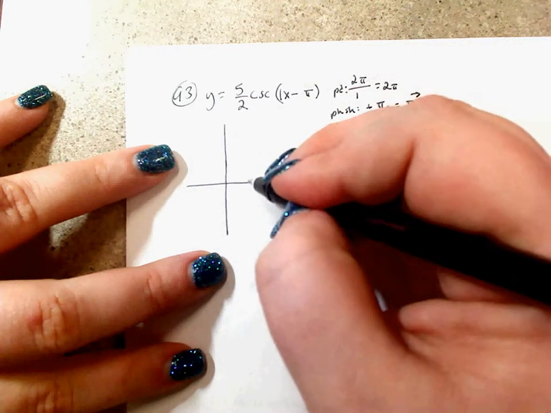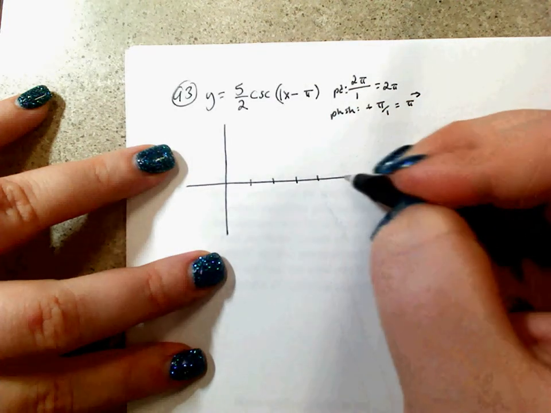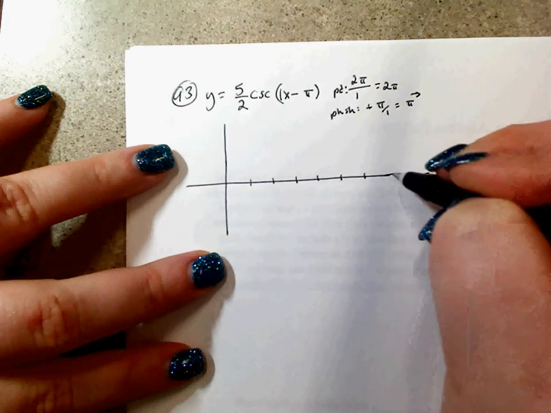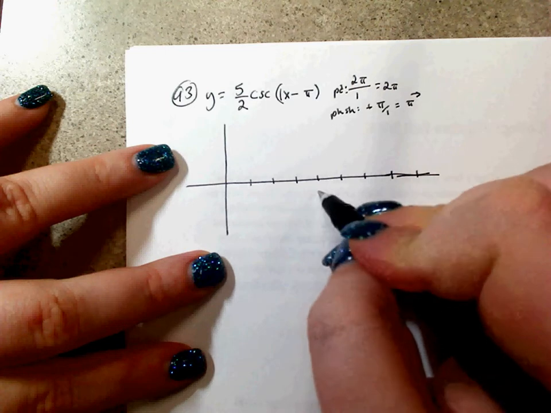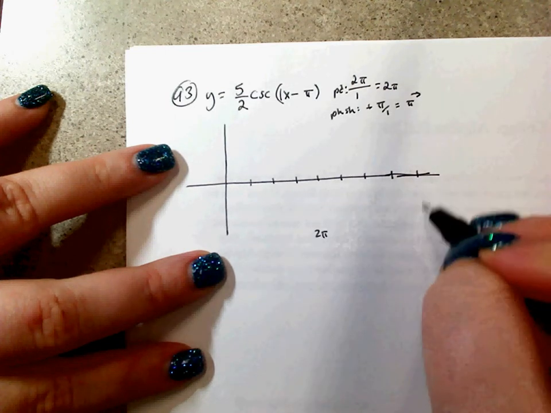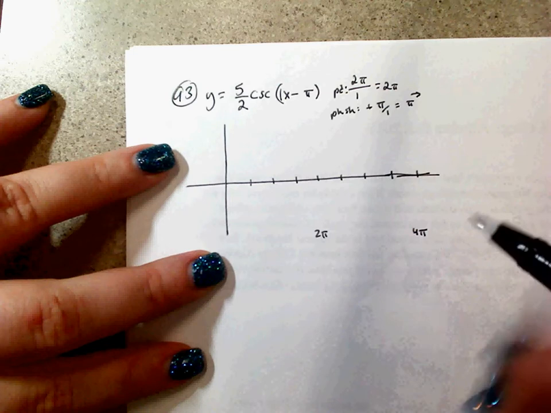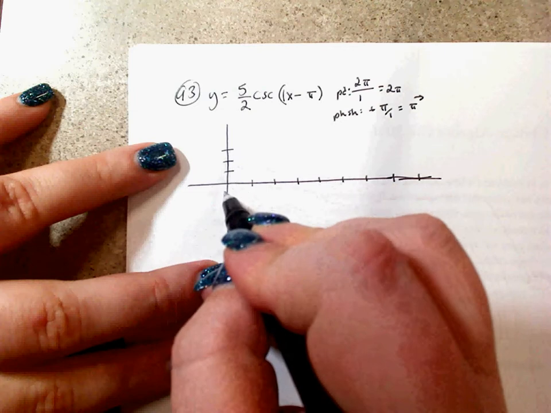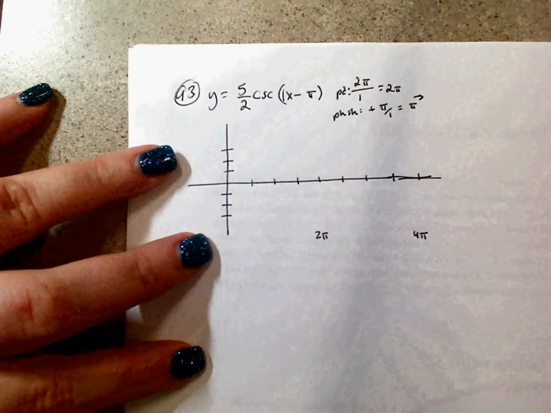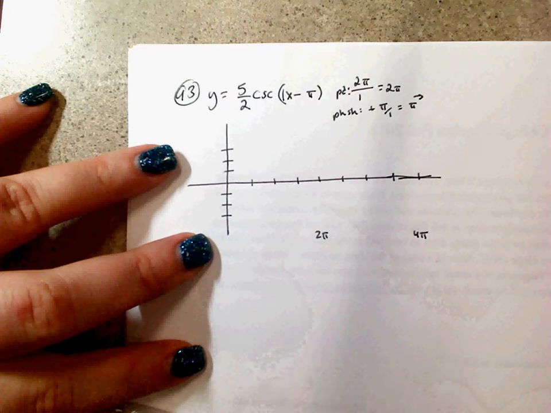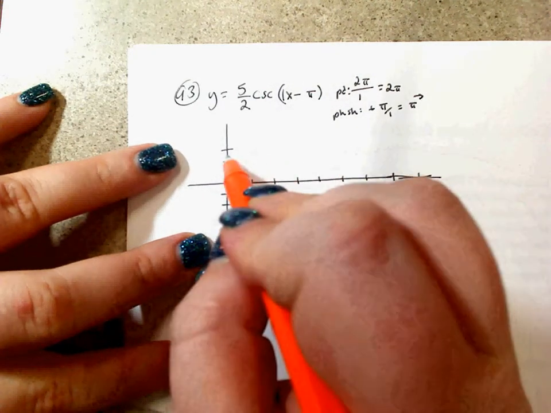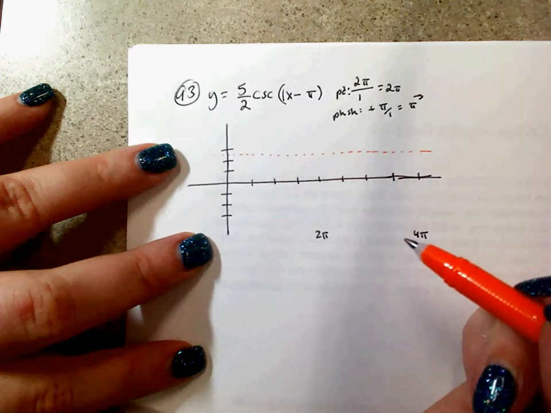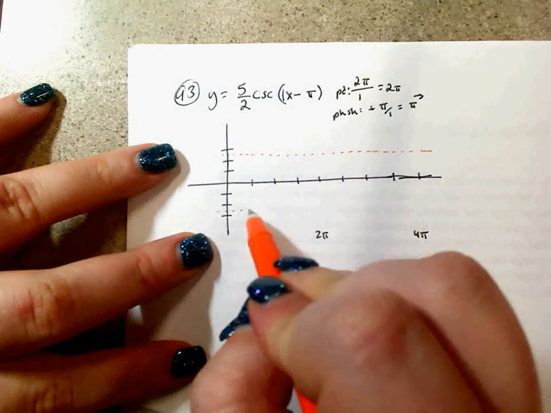So period 2 pi. So 1, 2, 3, 4, 5, 6, 7, 8. I'll let this be 2 pi and this be 4 pi. And 1, 2, 3. My amplitude is 5 halves, so I'm going to go up 2.5 and down. Well, vertical stretch in this case, but amplitude the same, right? It is not a horizontal. Okay, and then down 2.5.